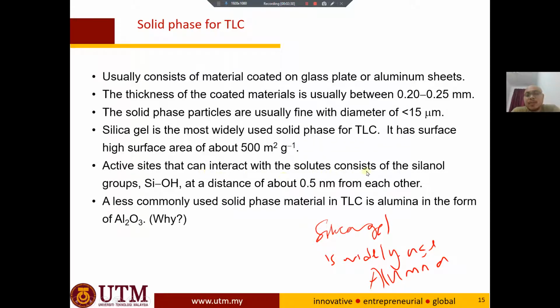Active sites that can interact with the solid consist of silanol groups at a certain distance. No need to worry about the distance; I don't want you to remember this exactly. This will not be asked in your examination. A less commonly used solid phase material in TLC is alumina, in the form of aluminum oxide. I want you to find out about this. If we study the differences, we can understand better, so study why silica gel is more common compared to alumina.